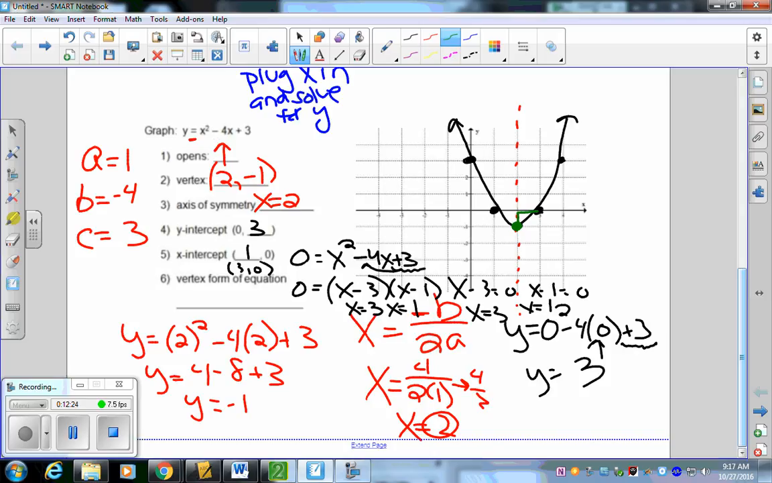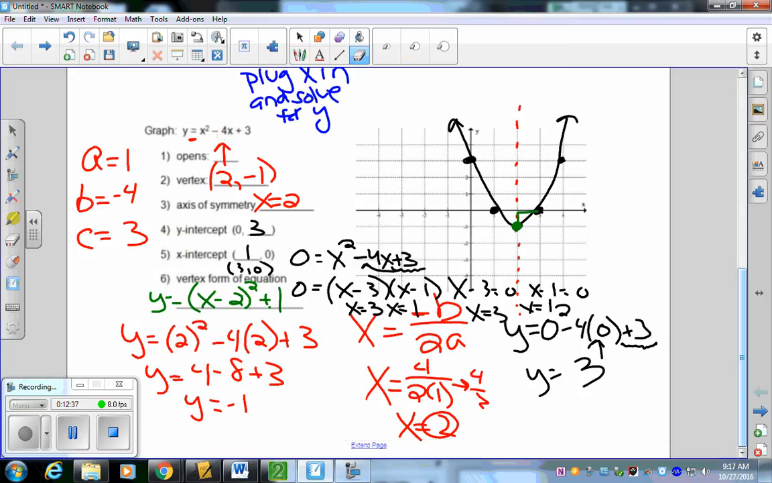But it's just that. So our vertex form is y equals (x minus 2) squared plus 1. Wait, how did you know that? Oops, sorry, minus 1. Just kidding. Because remember, we know where our vertex is. There is no dilation here.